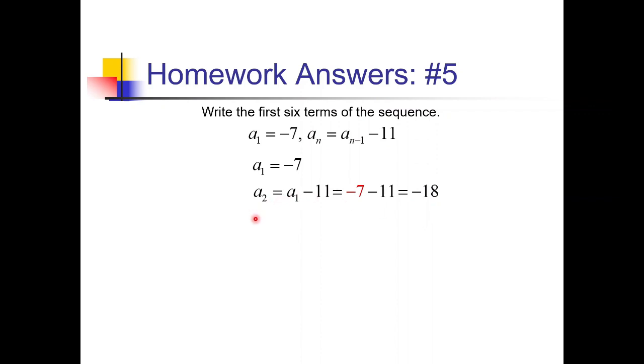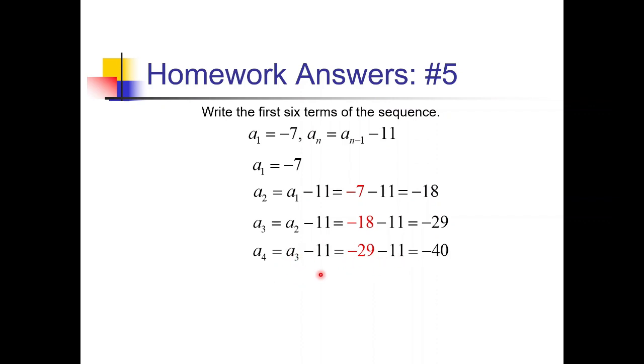And then for a sub 3, I'm doing a sub 2 minus 11. So -18 minus 11, which is going to come out to -29. A sub 4 is a sub 3 minus 11. So -29 minus 11, which comes out to -40. And then you kind of see the pattern here. A sub 5 is a sub 4 minus 11. That's -40 minus 11, which is -51. And then finally, for term number 6, I need to do my last term, a sub 5 minus 11. So -51 minus 11, which comes out to -62. So these are our 6 terms for this thing.